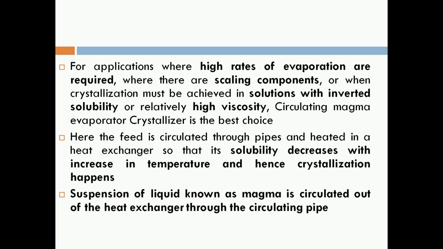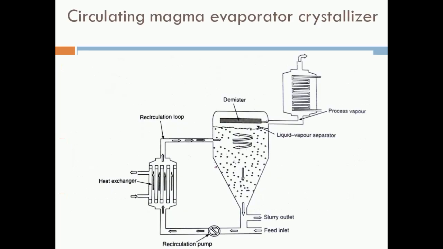So in such conditions, when you have decreased solubility with increase in temperature, this type of crystallization, that is the circulating magma type of system, is commonly used. Okay, so this is the best choice when you have inverted solubility, that is, your solubility is going to decrease with increase in temperature. That is what is exploited here. We're trying to decrease the solubility of the material by increasing the temperature. That is why we have the heat exchanger system here.